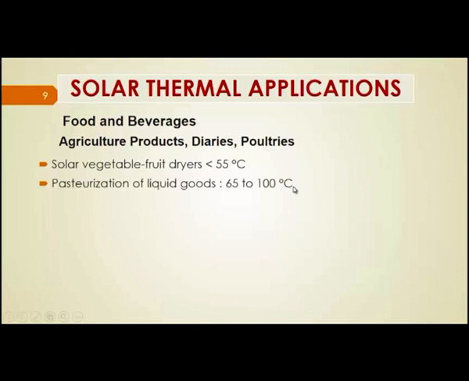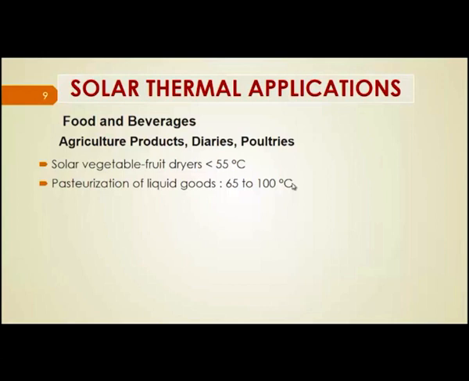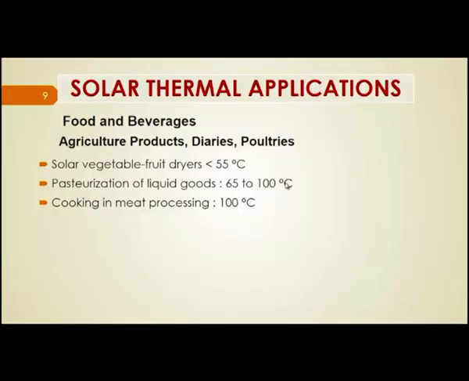Next is pasteurization of liquid goods, for example milk. The milk is produced and given to the market after pasteurization steps, otherwise the milk gets spoiled and we can't use it. So, pasteurization of liquid goods takes a temperature from 65 to 100 degrees centigrade. Next is cooking in meat processing. In restaurants where a large amount of food is to be cooked, meat processing takes about 100 degrees centigrade. For that we can use solar thermal energy.